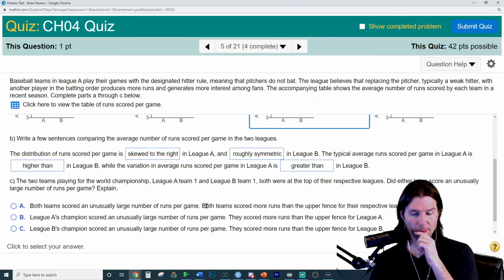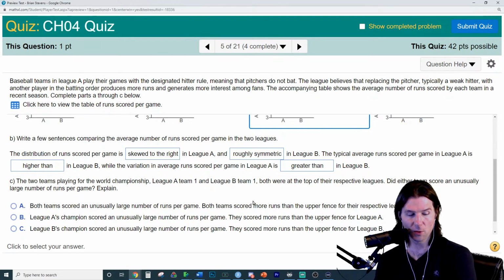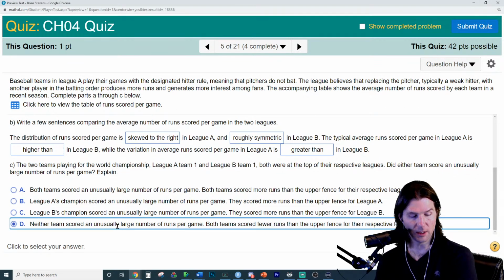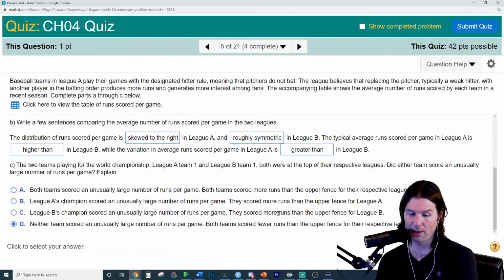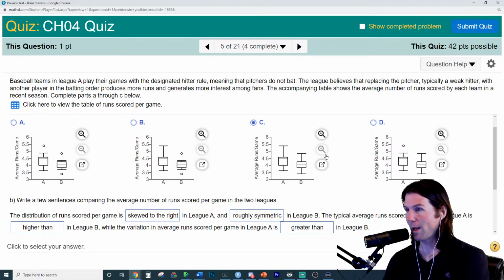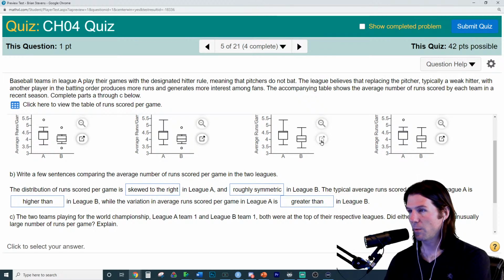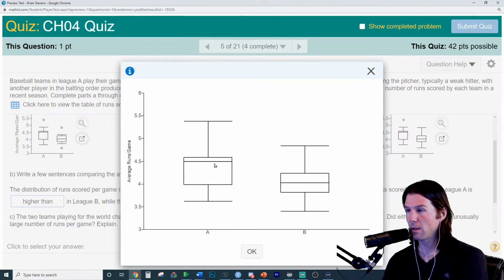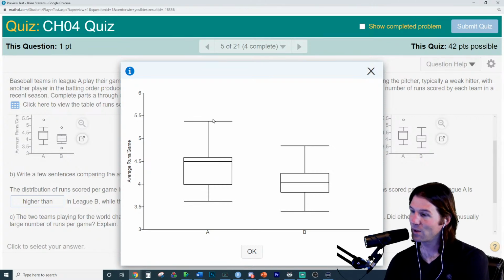The two teams both were in the championship games. Did either team score an unusual? So neither team scored unusual. We got 100. Of course we did. So there's no outliers right here. If we did see outliers, they would be unusual amounts. The reason, let's just look over the box plots again. The reason that this is skewed is that you see Q3 to the maximum has more of a pull on it. There's debate to be had.